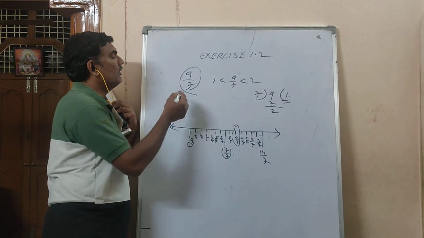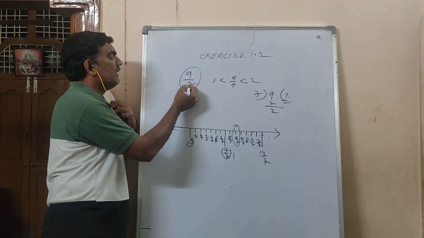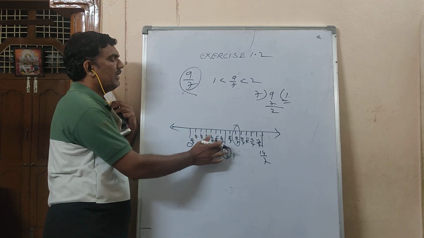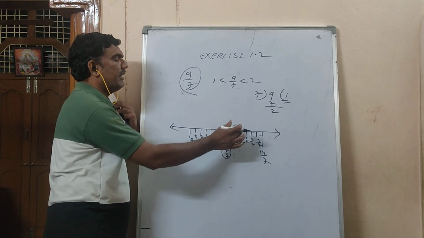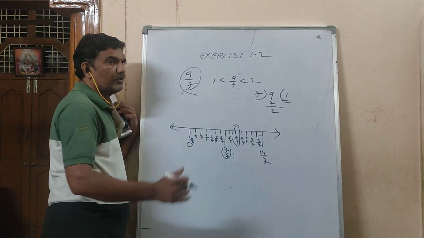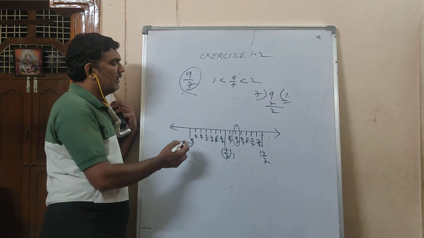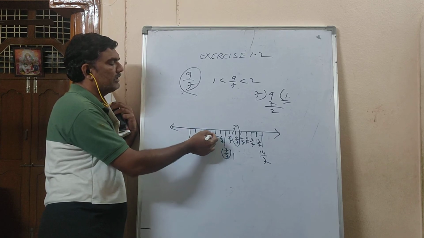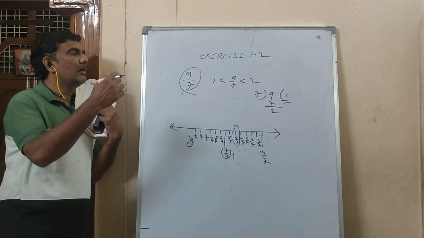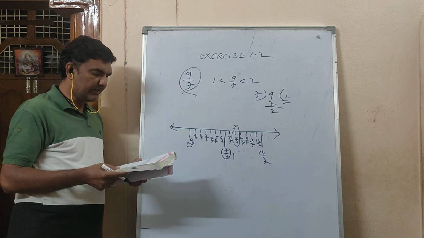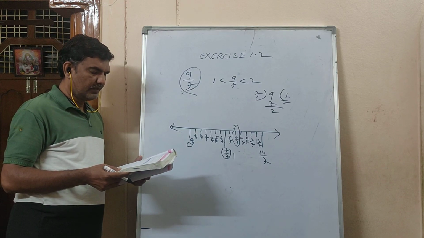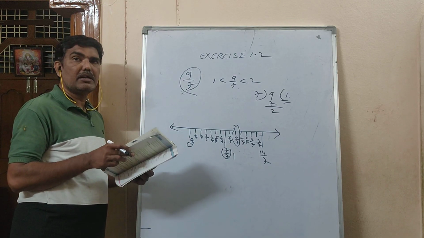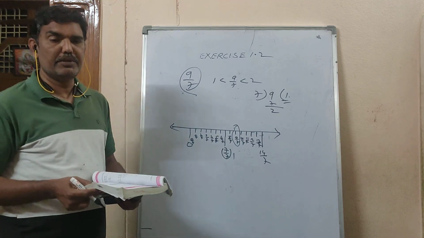What you should do: whatever the denominator is, between 0 and 1, and 1 and 2, that many equal parts you have to make. So 0 by 7, next point 1 by 7, 2 by 7, like this you go on. Where you get 9 by 7, you write 9 by 7. So remaining, try to do it. We'll meet you in the next class.